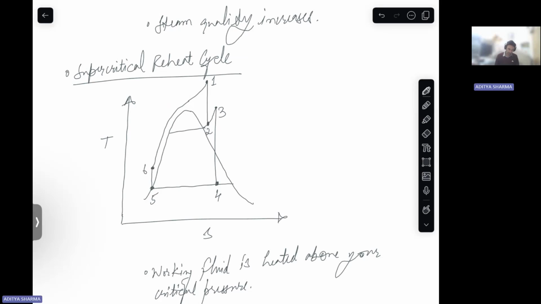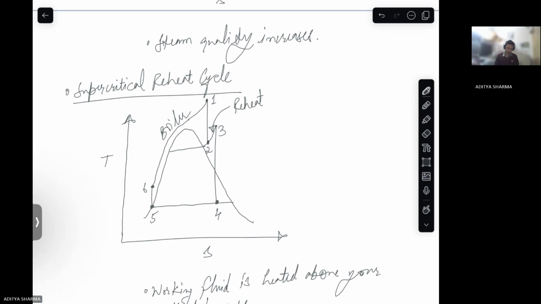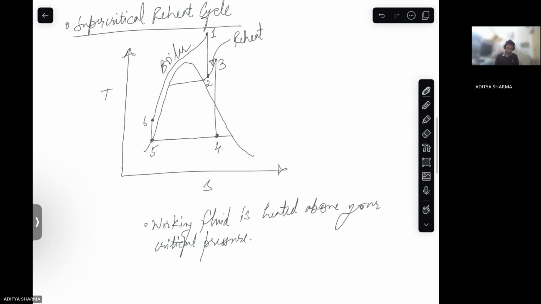And then the second point is your reheat. So this reheat takes place from your 2 to 3 when your steam is in the midway of expansion from 1 towards 2. So same as the previous reheat cycle, but just here the first time we heat our working fluid in the boiler, that is done at a pressure above the critical pressure of the working fluid. Okay. And for water, I believe that is 22.1 megapascal. Okay.